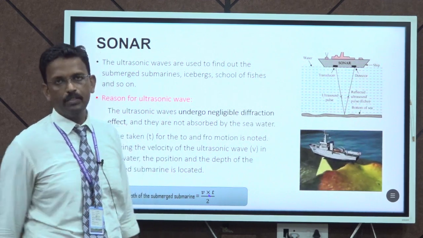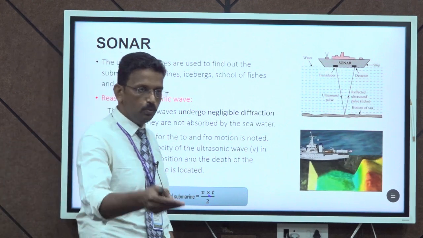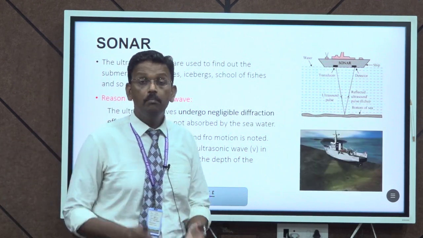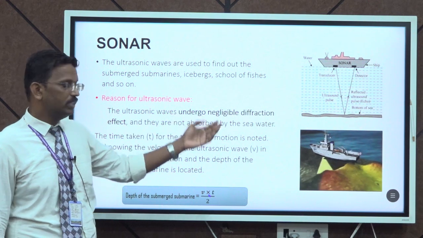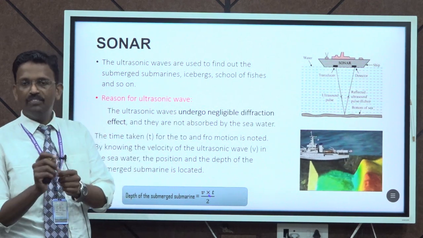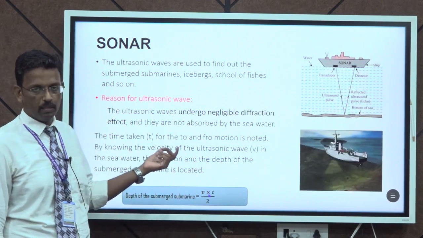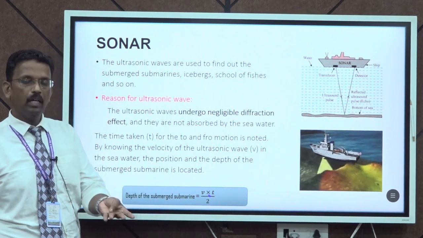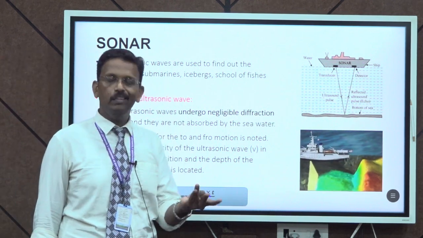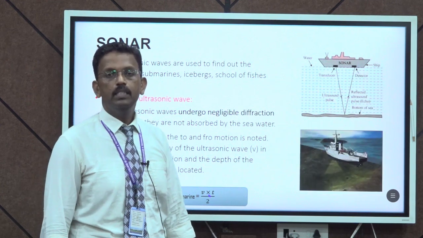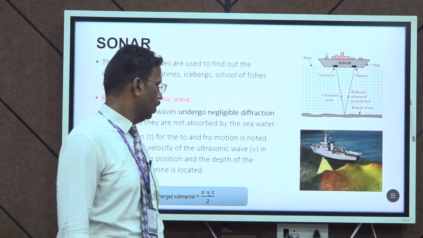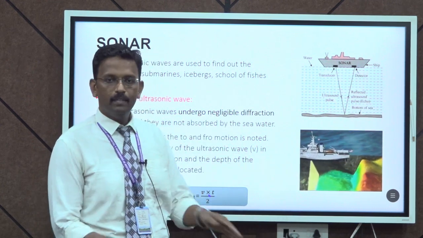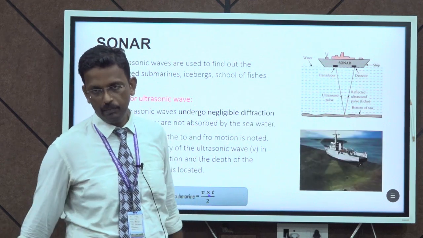Another question may arise in your mind: why do I need to use ultrasonic waves in this case? Because ultrasonic waves are only slightly affected by the sea water. Their diffraction and absorption phenomena are highly reduced inside the sea water. With the help of this, we can simply measure the depth of the sea.